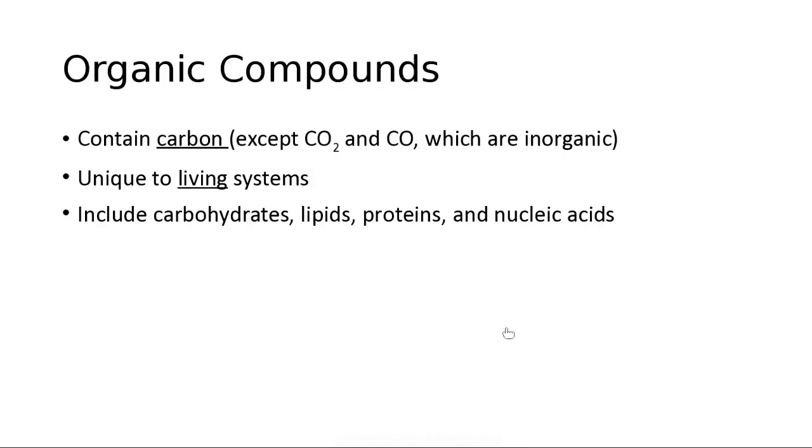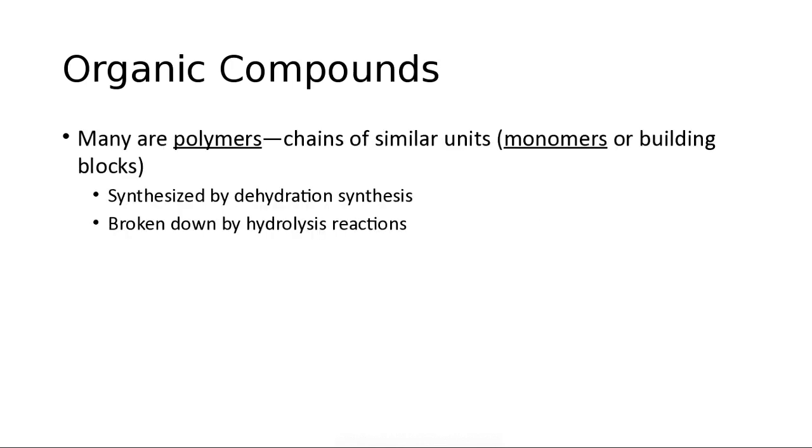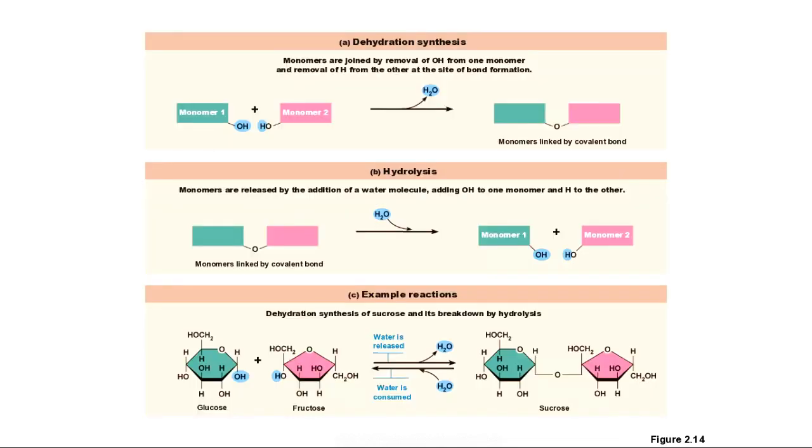Organic compounds contain carbon. They're unique to living systems: carbohydrates, lipids, proteins, and nucleic acids. Many are polymers. A monomer is a single unit or building block, and then they're put together into polymers. They're synthesized by dehydration synthesis, broken down by hydrolysis.